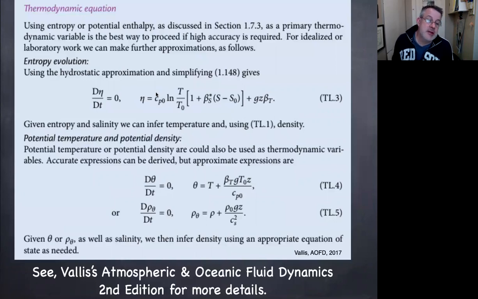Okay, but let's follow the same approach that we did in the atmosphere, where the entropy was what was used. The evolution of the entropy was taken to be equal to 0, and that's neglecting mixing and diffusion, as we just said, so that the entropy is conserved.